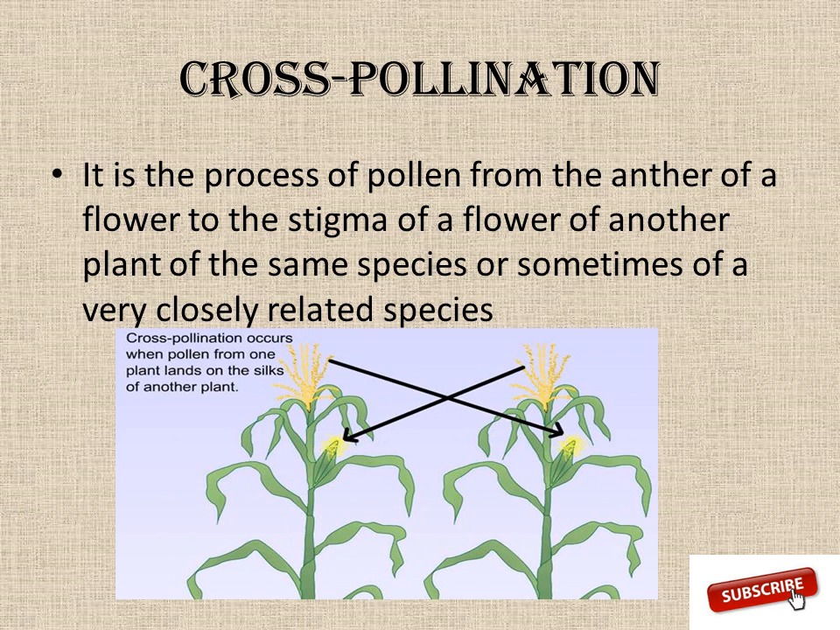Now coming to cross-pollination, what exactly is cross-pollination? It is the process of transfer of pollen grain from the anther of a flower to the stigma of a flower of another plant of the same species or sometimes very closely related species. In this figure, I thought you must know how cross-pollination takes place. This is how it takes place when pollen from one plant lands on the silk of another plant.